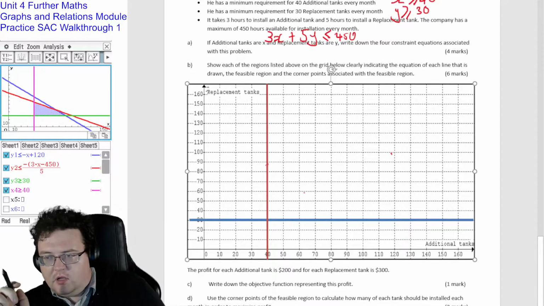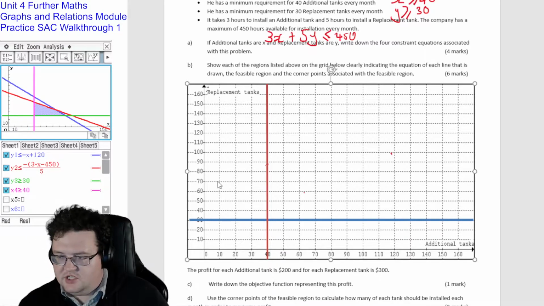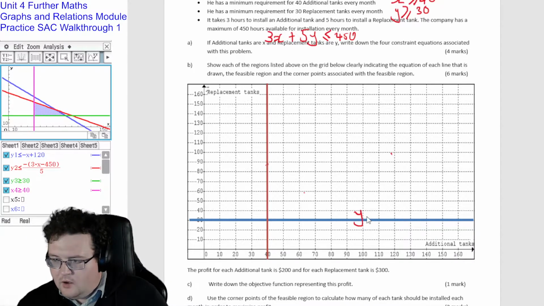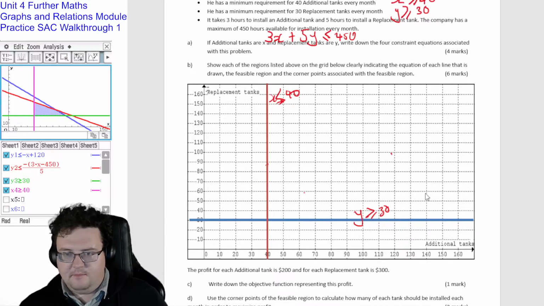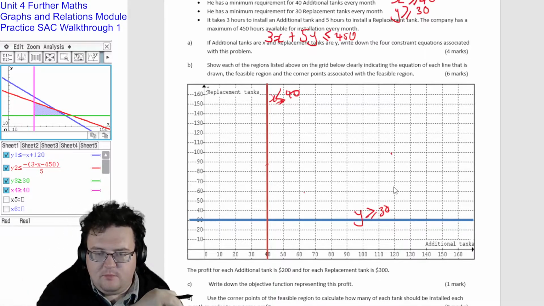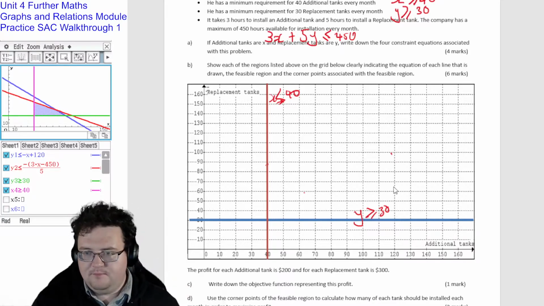All right, so I've got my two inequalities here now. I'm just obviously going to label them. Y is greater than 30 and X is greater than or equal to 40. So obviously, if these were our only two inequalities, then we would be shading this whole area here. But we're obviously not doing that. We want a different one.